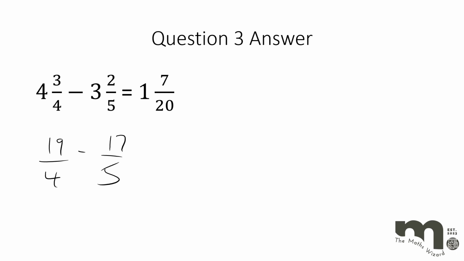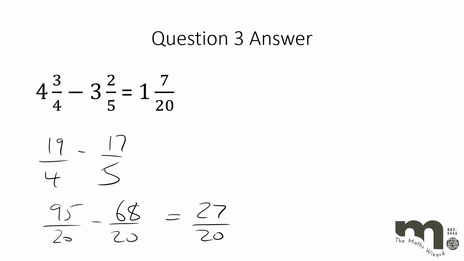So now we need to make sure we've got the same denominator. So the way that we do that is we can do 4 times 5 to get 20. Then we've got to do 19 times 5, which is going to give us 95. And then 17 times 4 will give us 68 for that one. Now all we've got to do is take away our top numbers. So when we do 95 minus 68, that will give us 27.